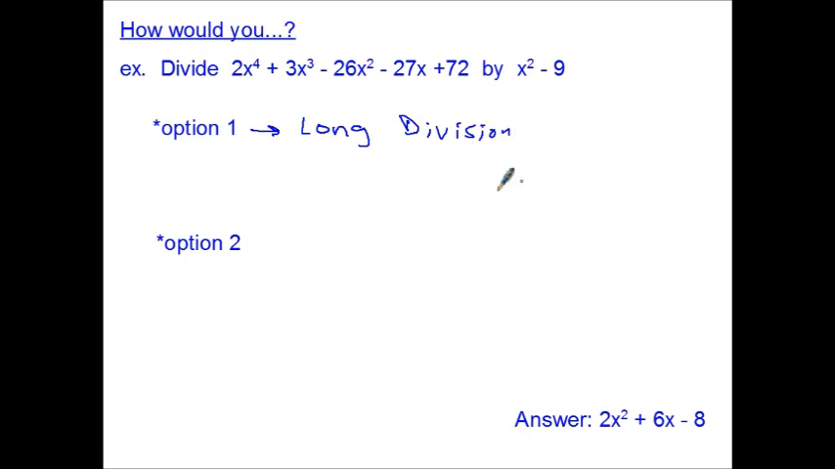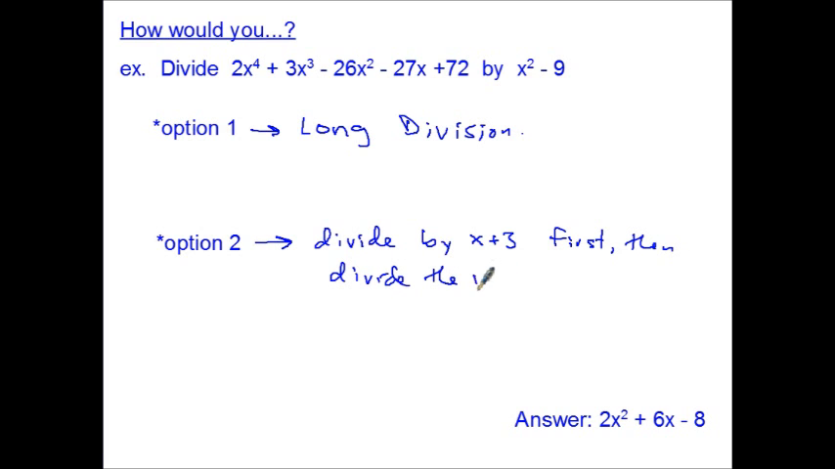Alrighty, so just divide one by the other, boom, whatever comes out comes out. Okay, but option 2 is a little sneakier. Well, because the x squared minus 9 is factorable, basically what we could do is divide by one of those factors first. So it would be your choice to do the x plus 3 or the x minus 3, doesn't really matter, but divide by one of them first, then divide the result by the other. So in this case, that'd be x minus 3 the second time around.